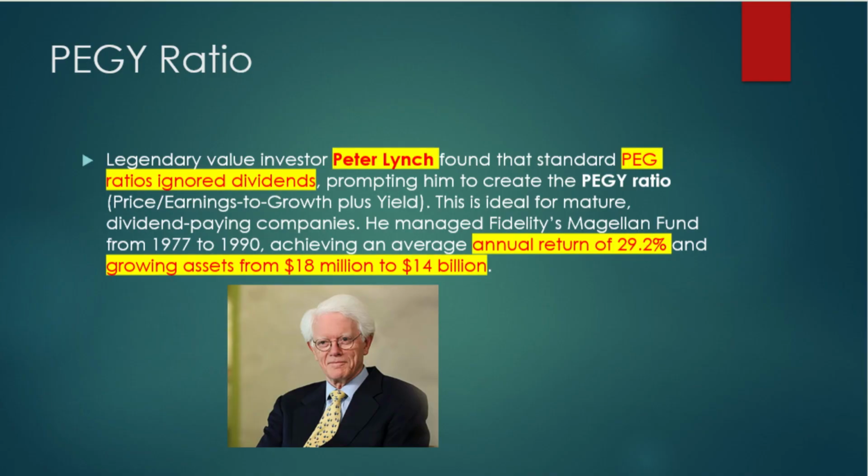He managed the Fidelity Magellan Fund from 1977 to 1990 and achieved an average annual return of 29.2%, growing its assets from 19 million to 14 billion. And here is his photograph. So he was very well known, and he came up with this PEGY ratio. Let's get into more details about the PEGY ratio.